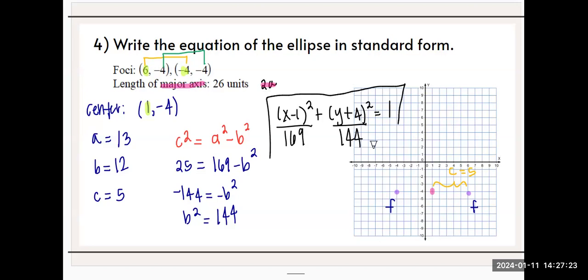That wasn't too bad. So usually from the information they give you, you can either find A, B, or C. Like you can usually find 2 out of the 3 and then use the formula to find the third one. That is it. We are doing so good.